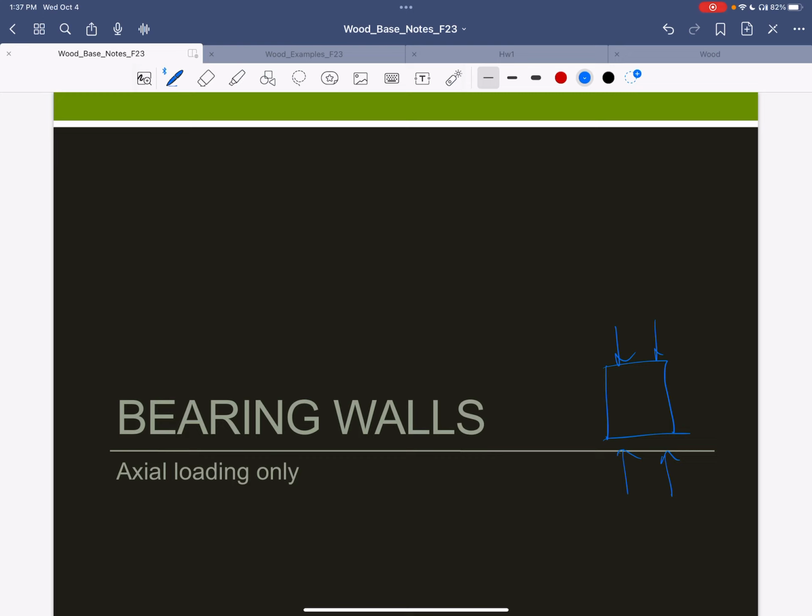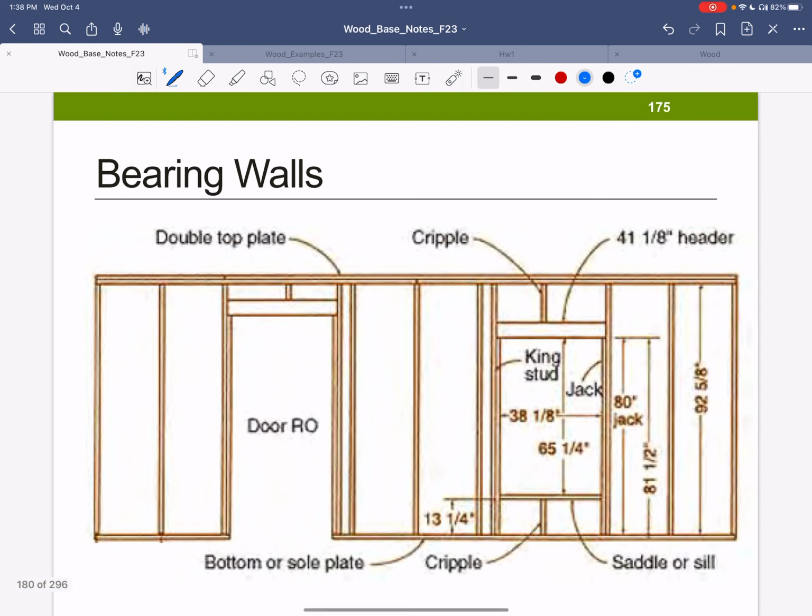So it's like a series of columns. They're all attached, however you want to think of it. So if I'm just looking at axial load, that's my bearing wall. So I'm just looking at the load that's transferring from the top to the bottom. And this is common, like in a house, instead of you could have columns, you can have these bearing walls or both.